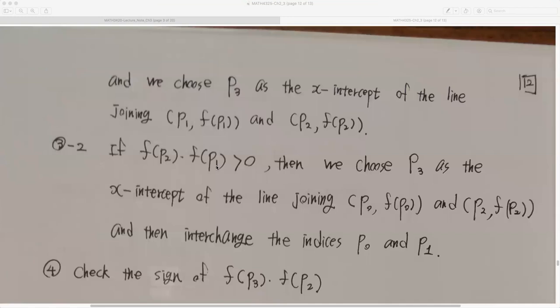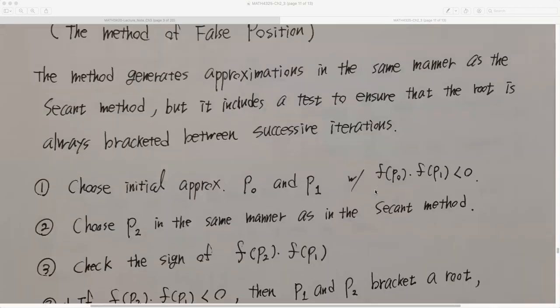Let's say, for example, f(P2) is plus and f(P1) is also plus. It means that f(P0) must be minus, right? Because we chose the initial approximations P0 and P1 with f(P0) times f(P1) less than 0. It means the sign of f(P0) is different from the sign of f(P1). If f(P1) is plus, f(P0) must be minus.